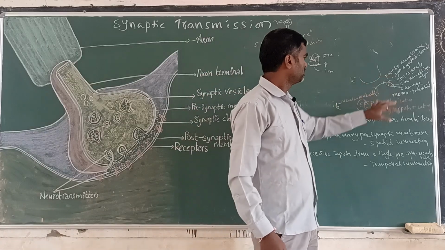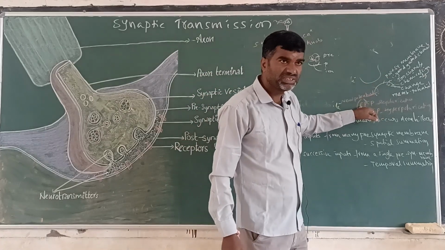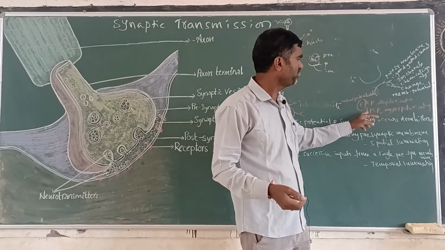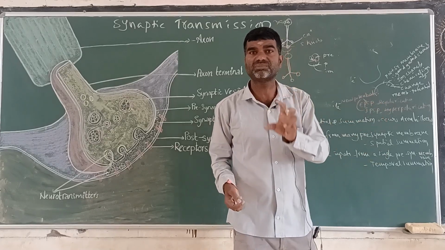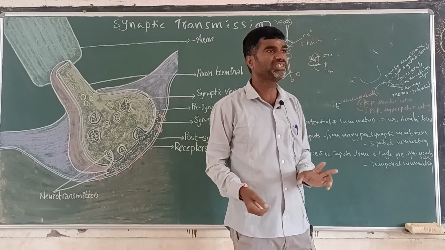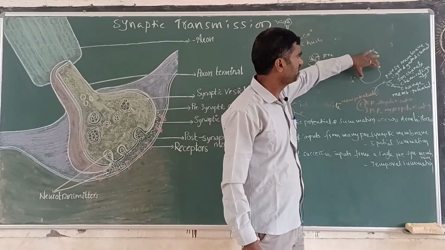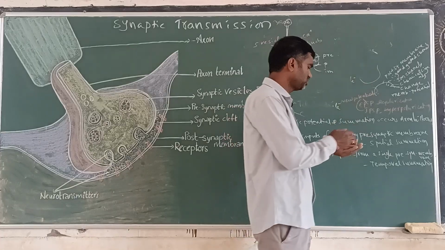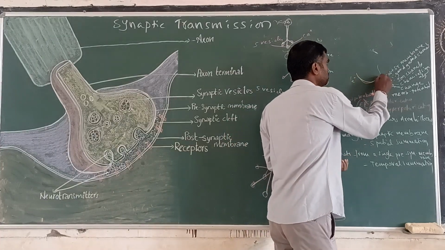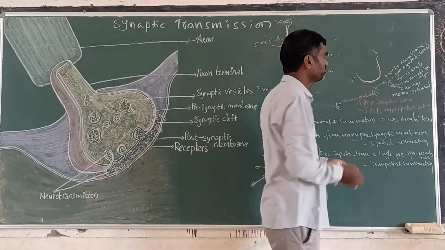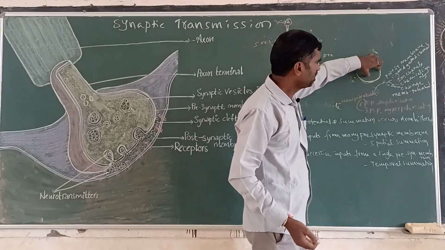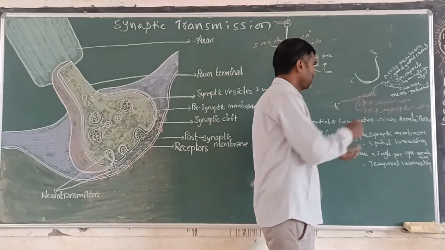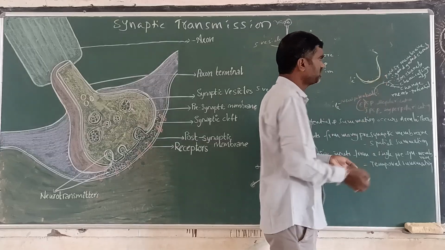EPSP means excitatory postsynaptic potential, and IPSP means inhibitory postsynaptic potential. Both are formed here. This is the postsynaptic membrane. In this postsynaptic membrane, ligand gated channels are formed. So these are called ligand gated channels.